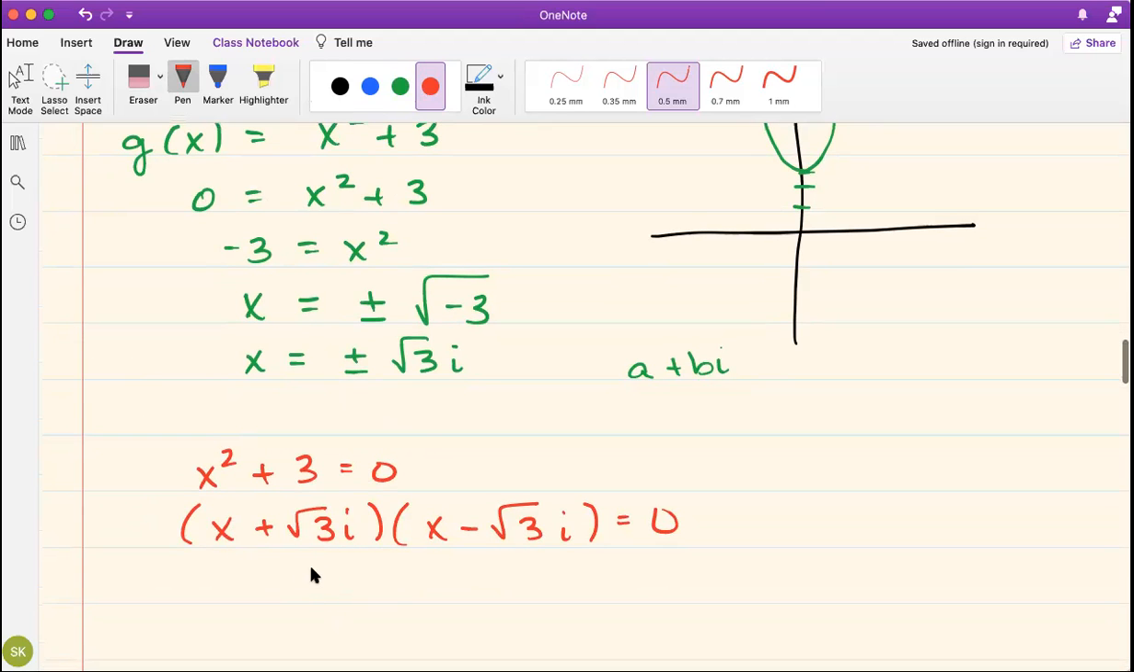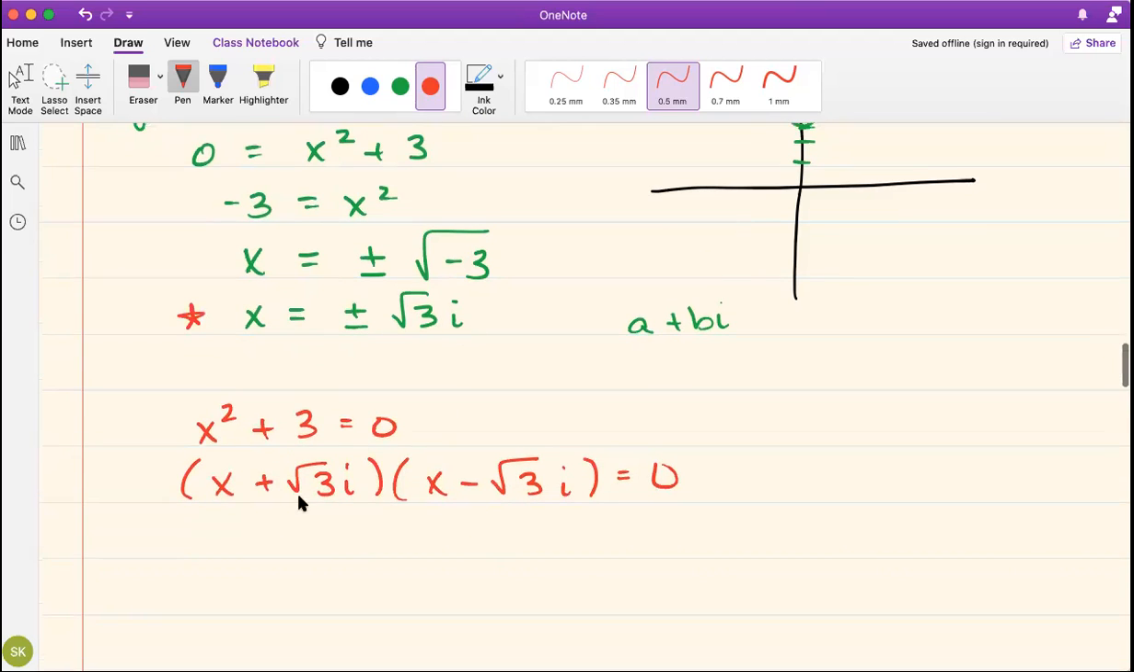And let's do something interesting. Let's FOIL this and see if we get x squared plus 3. Now, how I got this piece here is, remember what we did when we had x-intercepts. Well, x-intercepts say that when we factor this, we'll have x plus one of the intercepts and x minus one of the intercepts. So let's FOIL this.